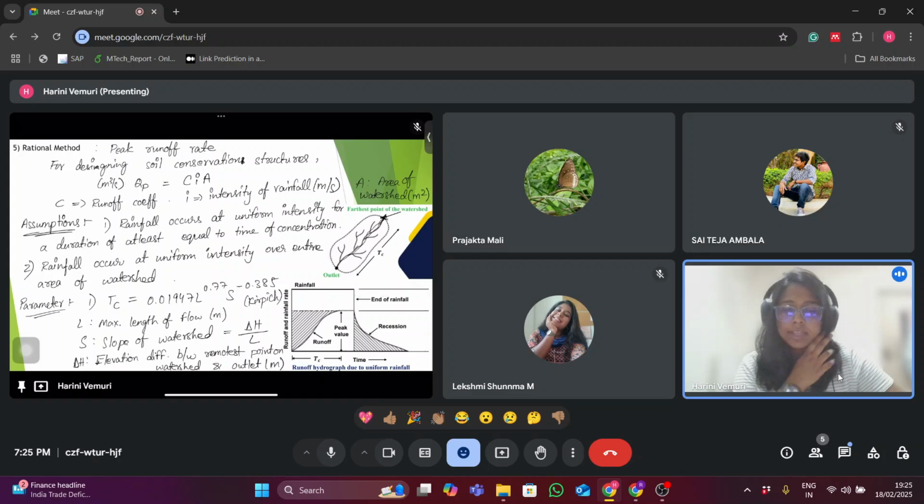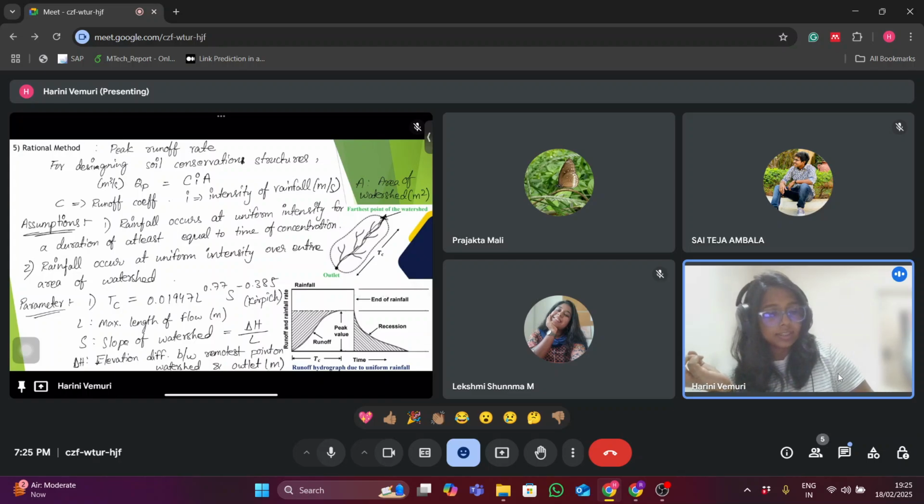And here we have the assumption that the uniform intensity should occur for a duration of at least the time of concentration. Why we take that is, suppose we have a rainfall storm event occurring for a duration greater than the time of concentration. Suppose this is the example, that it has occurred for some time t, the rainfall.